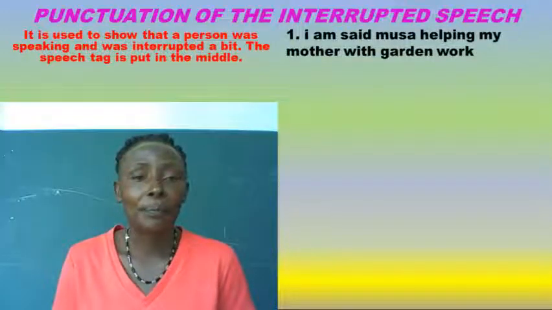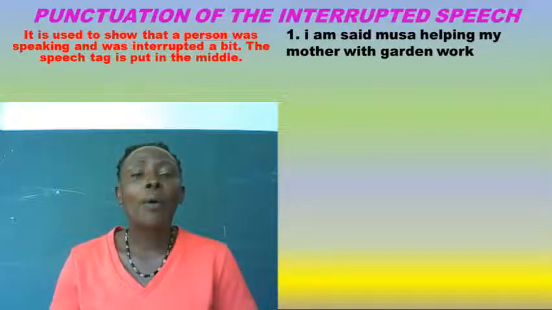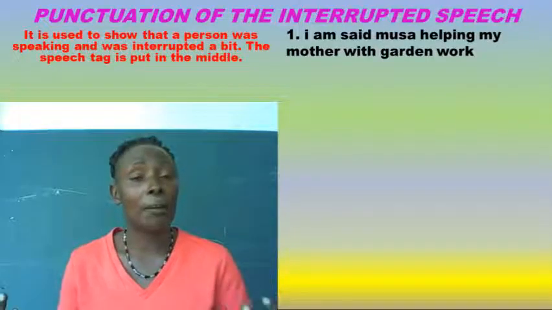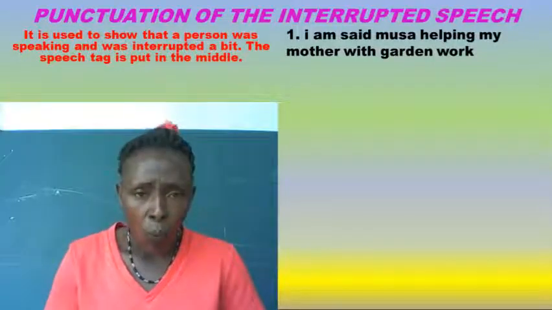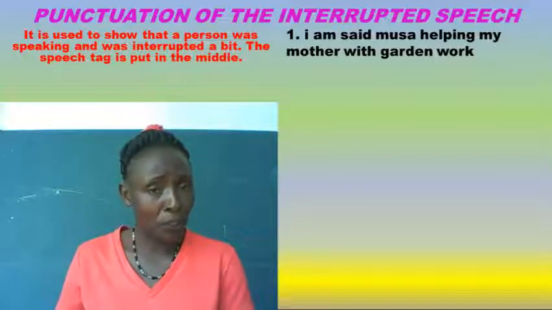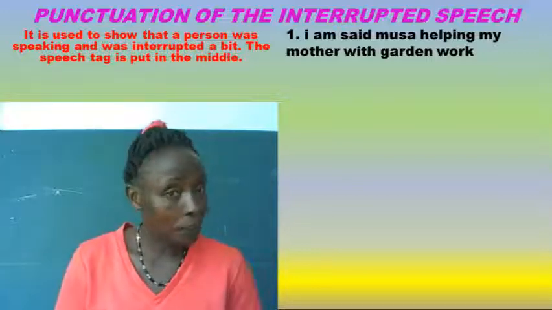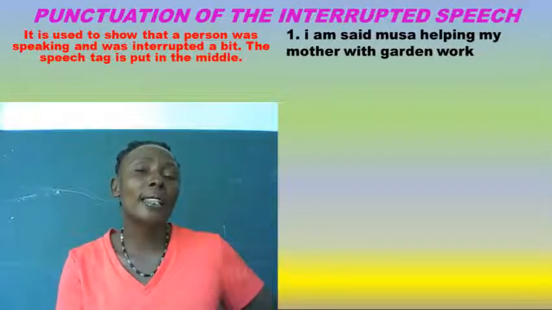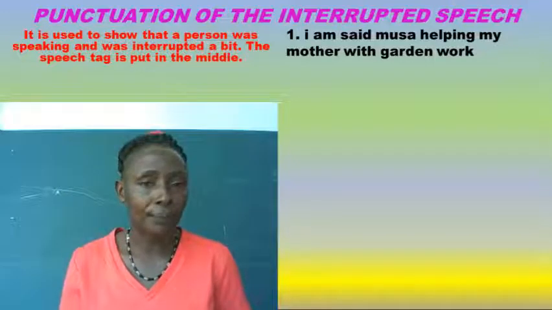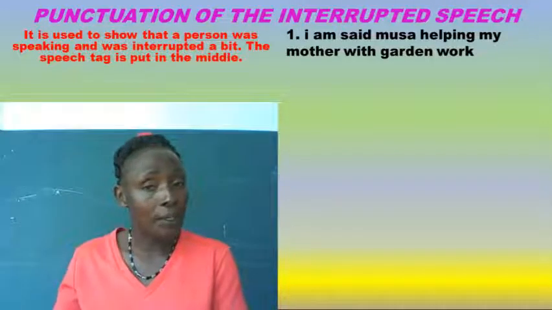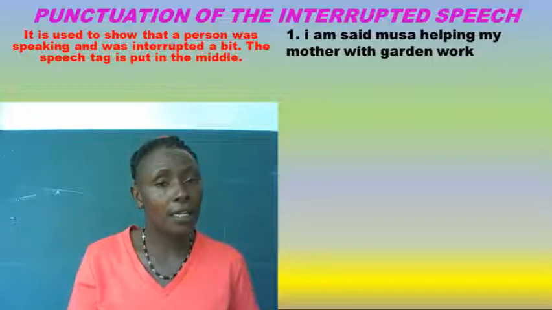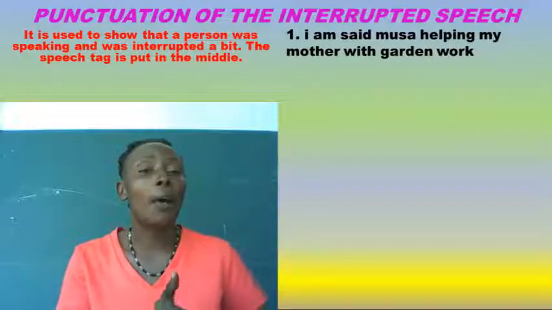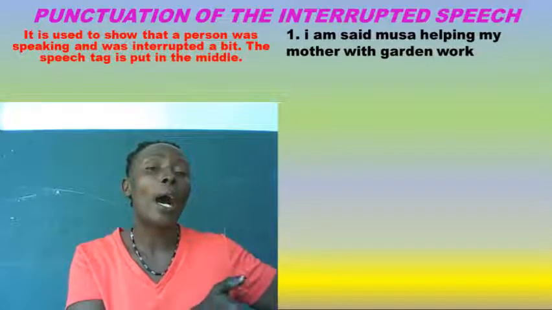Example 1. "I am," said Musa, "helping my mother with garden work." The statement is not punctuated, so we need to punctuate it. We call this interrupted speech. I am, I take it to be part of the actual words. Said Musa is our speech tag. Then helping my mother with the garden work: these are the words that end the actual words. So I am is part of the actual words, then in the middle we have said Musa, our speech tag, and helping my mother with the garden work are also words that end our actual words.